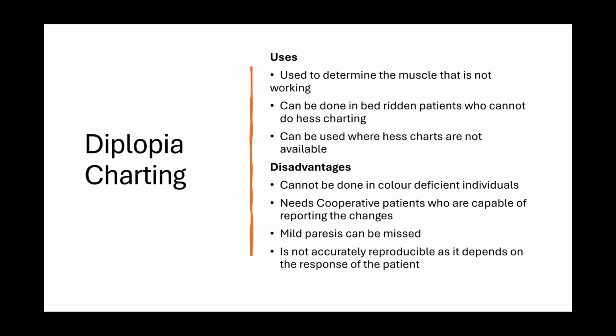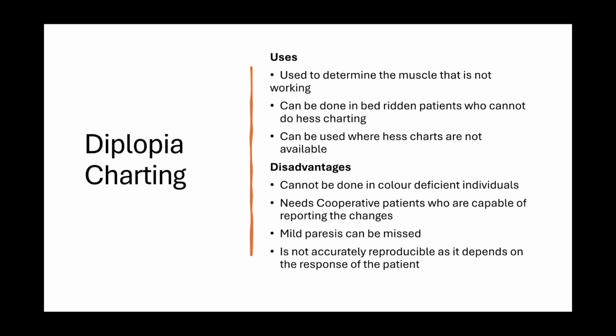So, what are the uses of doing this? As I told earlier, it is basically used to determine the muscle that is not working. It can be done in bedridden patients also who cannot do HESS charting, and at places where HESS charts are not available, we can do the diplopia charting because the requirements to do diplopia charting are very minimal.